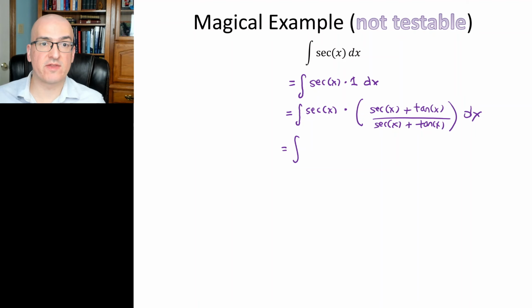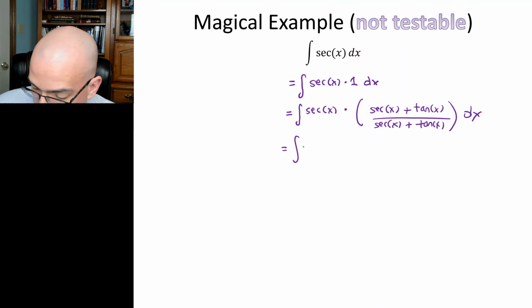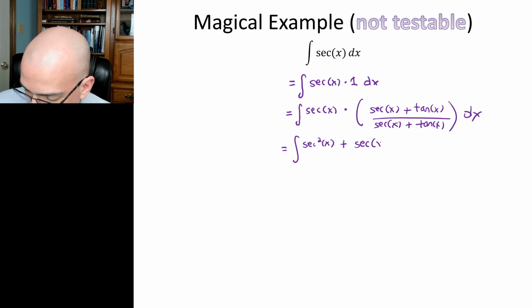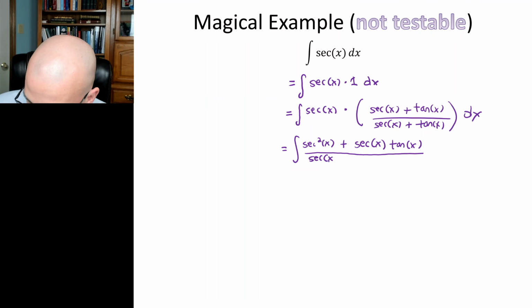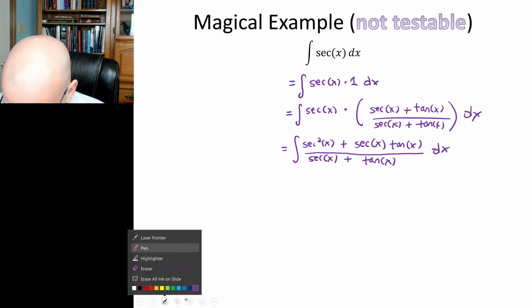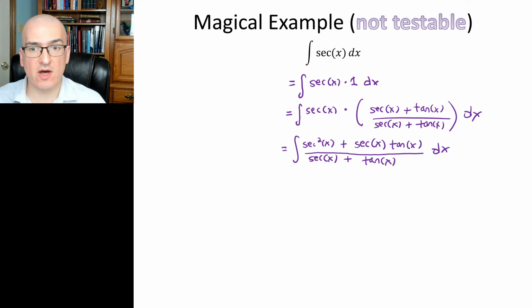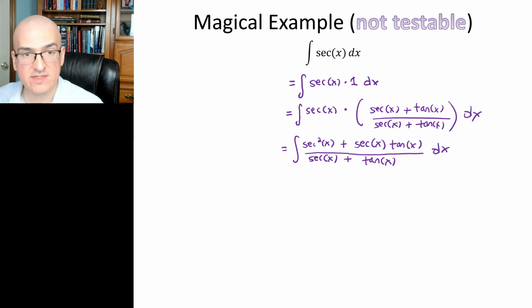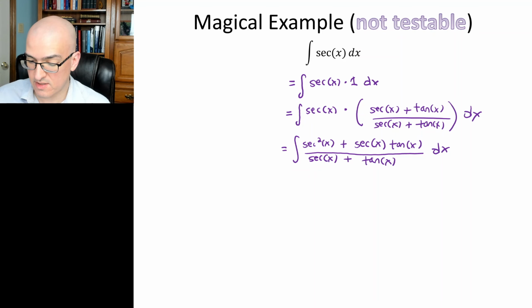Okay, so what I'm going to do next is simplify the top. I'm going to expand. I have secant times secant, that's secant squared. And then I have sec x tan x, divided by secant of x plus the tan of x. Now what? I took a nice thing, secant, and replaced it with a horrible thing. How is this better? But look at the bottom. What happens if I take the derivative of the bottom? Well, the derivative of secant of x is sec x tan x, and the derivative of tan of x is secant squared. So what I have here is the antiderivative of f prime over f. I have ln of f as my antiderivative.